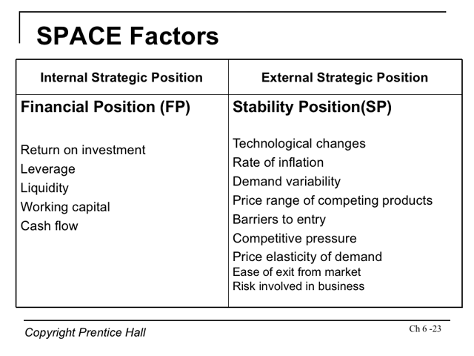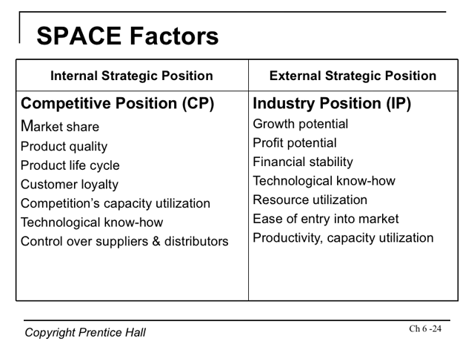So when we say financial position, we are talking about return on investment, leverage, liquidity, cash flow, etc. And everybody should know what those mean. When we talk about stability position, we are talking about technological changes, rate of inflation, barriers to entry, elasticity of demand, right? So we're talking about the environment within which the business operates, trying to assess the stability of that environment. And when we talk about competitive position, we're talking about market share, product quality, customer loyalty, etc. And in terms of industry position, we are talking about growth potential, profit potential, and resource utilization, etc. So you can learn those and understand those definitions.